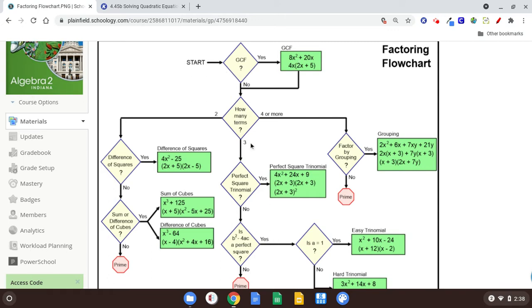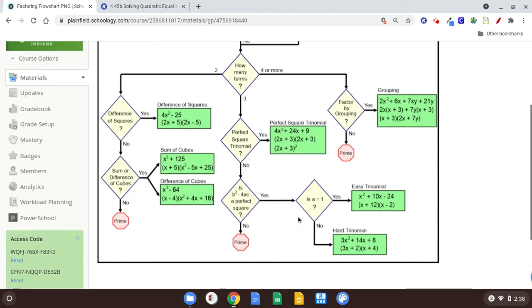No. How many terms? There were 3. Is it a perfect square? It actually is, but it's kind of hard to tell. So you might even go to this question. If you just skip to say if A is equal to 1, we can treat this as an easy trinomial. All right, this is an easy trinomial, and an easy trinomial is where you look for two numbers that multiply to the C term and add up to the B term.